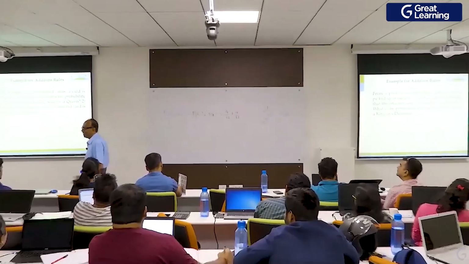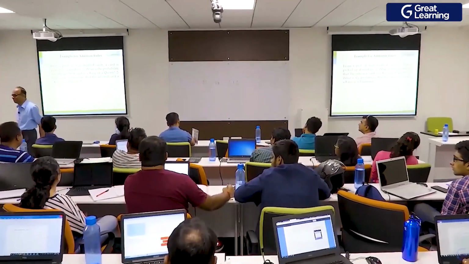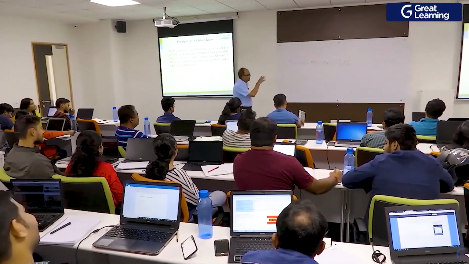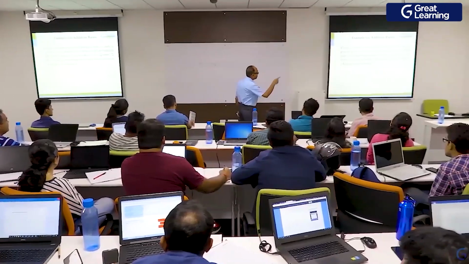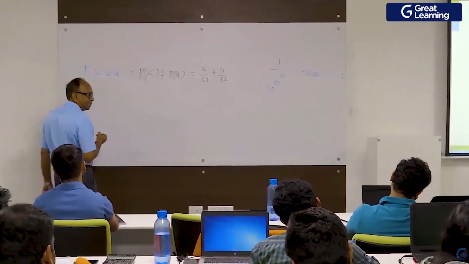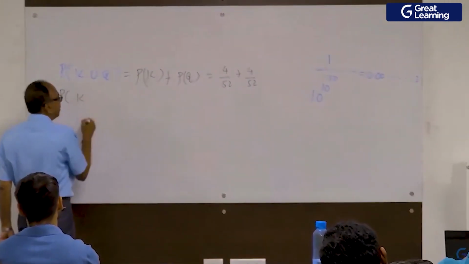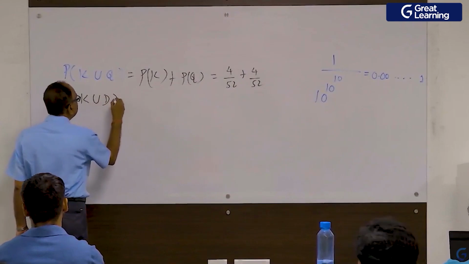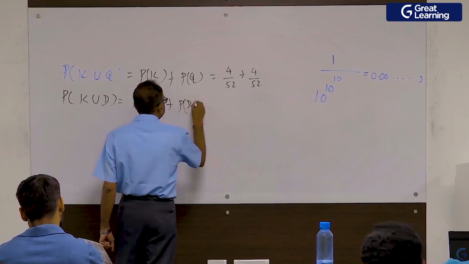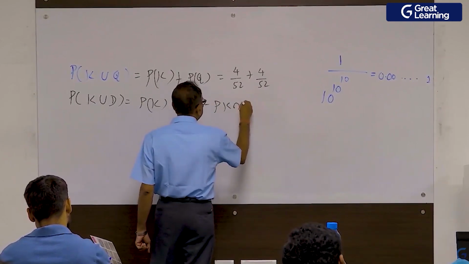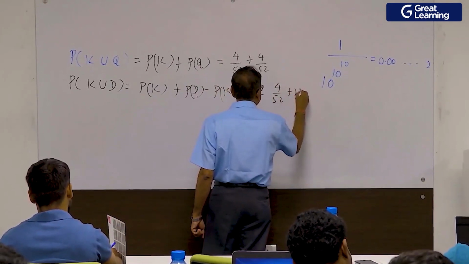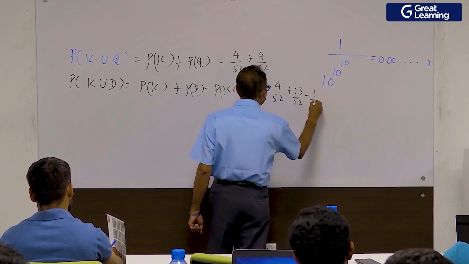They were angry with me. I said, you should discover. 24 by 156 is same as this. So let's not simplify. Let's leave it. So this is the answer, 8 by 52. The second one, you are saying probability of king union diamond is equal to probability of king plus probability of diamond minus probability of king diamond, which is equal to 4 by 52 plus 13 upon 52 minus 1 upon 52.